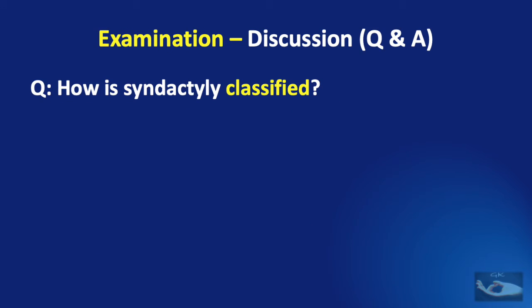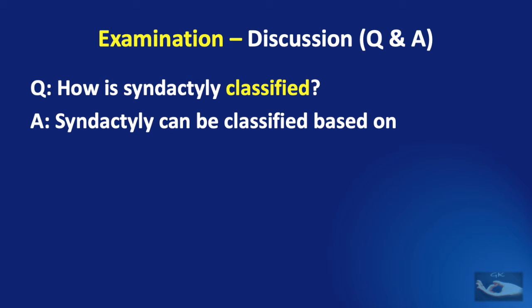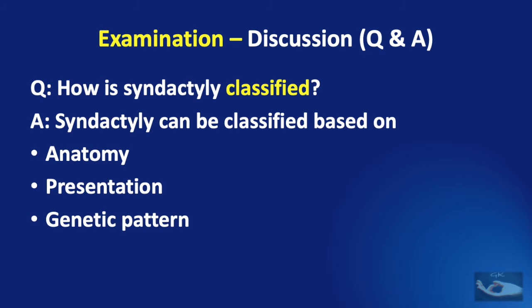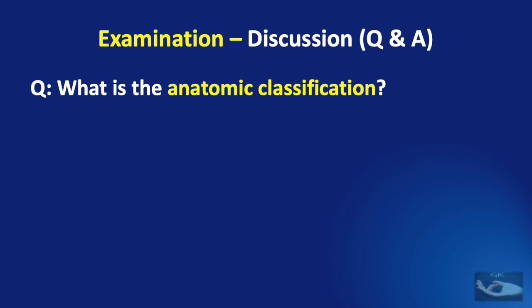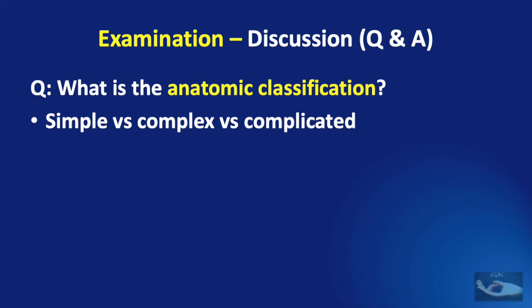Now that we have seen a child with a congenital syndactyly, how do we classify it? Syndactyly can be classified based on the anatomy, pattern of presentation and the genetic pattern. What is the anatomical classification? It is simple versus complex versus complicated, and it could also be complete versus incomplete.